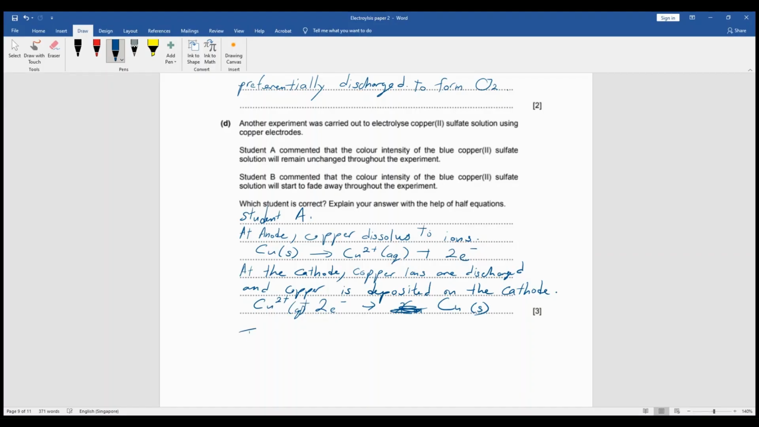Therefore, concentration of copper 2 ions remains unchanged. And blue. Finish.